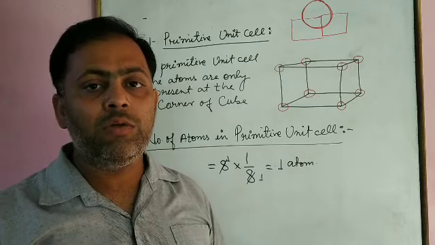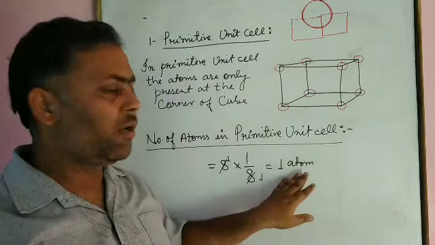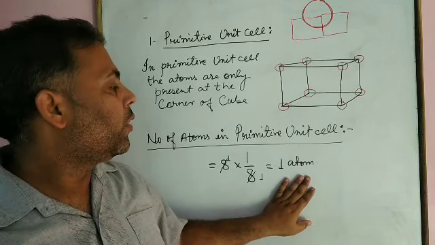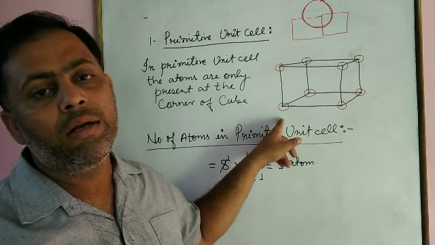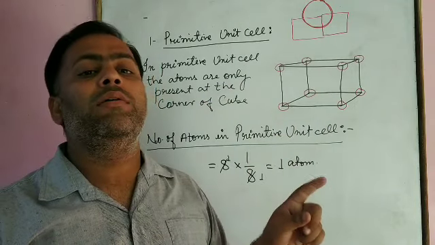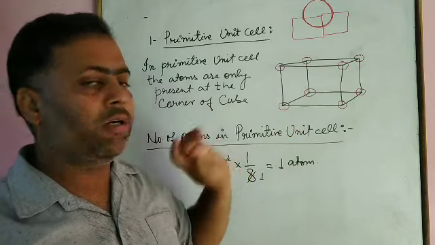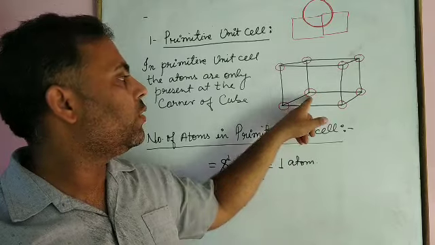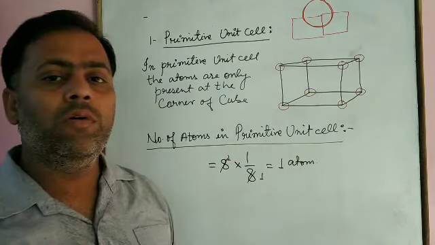If anybody asks you how many atoms are there in primitive unit cell, then you can answer it contains 1 atom. Clear? Why? Because an atom present at the corner of the unit cell shares only and only 1 by 8 portion of the atom in that unit cell. It means the actual portion shared by this atom in the unit cell is 1 by 8. How many atoms are there? 8. It is equal to 1 atom. Clear?